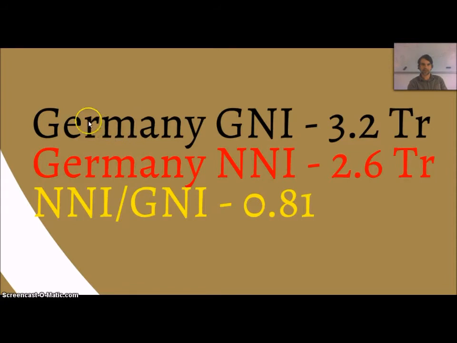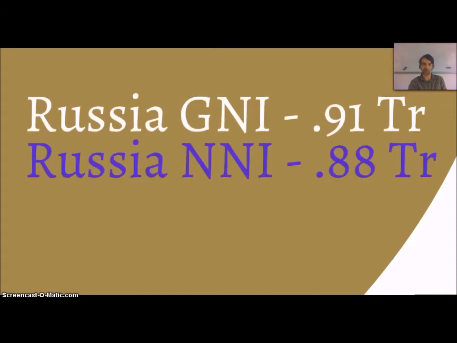The example I gave here, I gave for Germany. So their GNI is 3.2 trillion and their NNI is 2.6. So that means as a ratio, NNI divided by GNI, about 19% of their GNI is going to replace things that have broken down or just aren't useful anymore. It includes infrastructure as well, which is pretty important.